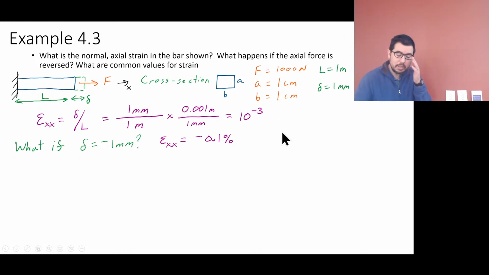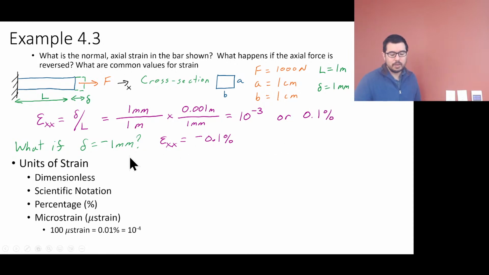So this is 10 to the minus 3 for strain, or 0.1%, and it was already down here. What if delta is equal to negative 1 millimeter? Then we say it's negative. Any questions? We're good, right? This is happiness.